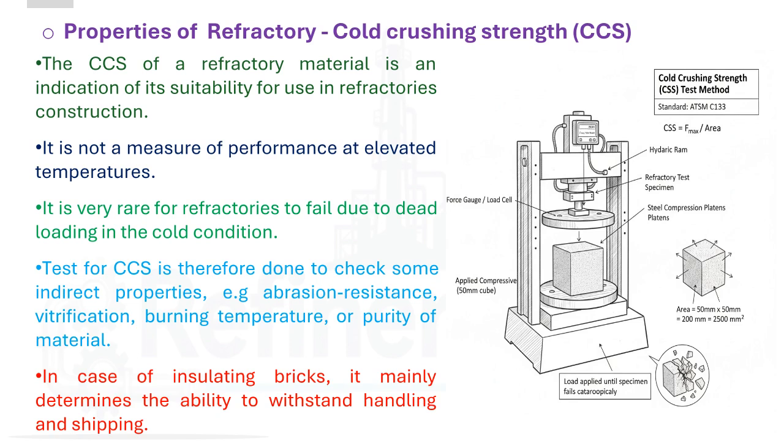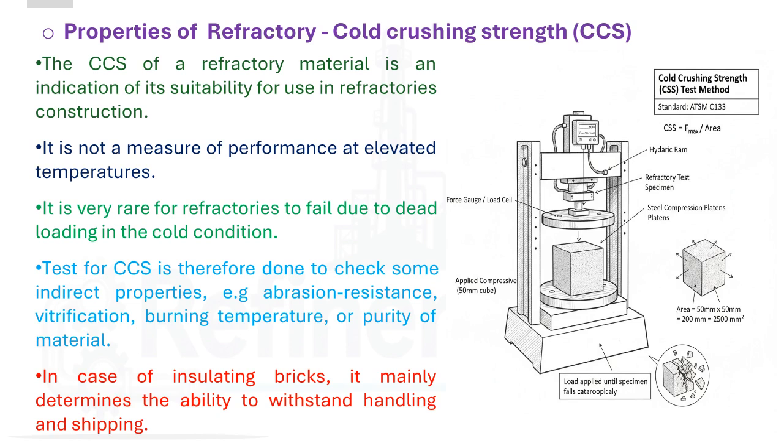So why do we test it? CCS acts as an indirect indicator of several important properties like abrasion resistance, the degree of vitrification, burning temperature, and even material purity. In other words, it's a quality control checkpoint.